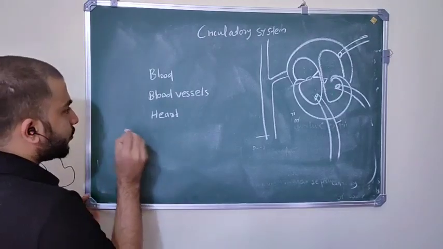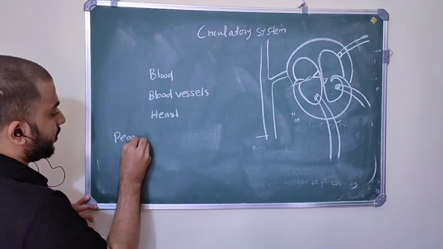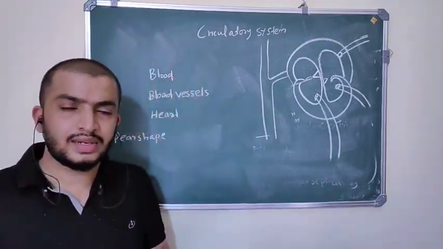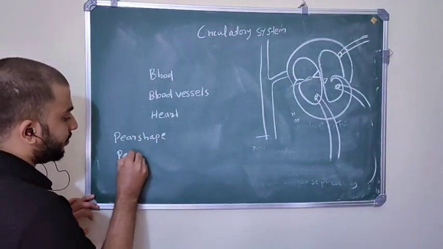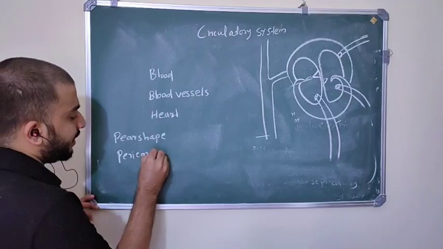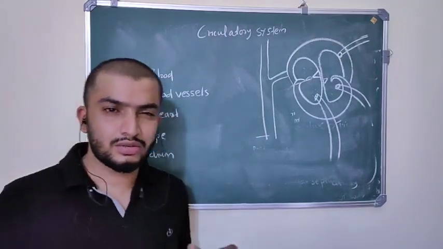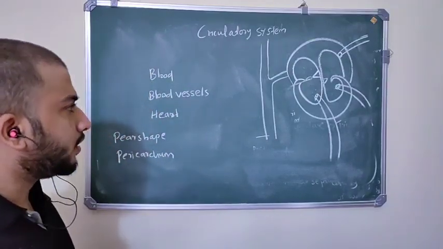In the case of the rabbit, the heart is somewhat pear shaped. Around this heart there is a double membrane. That double membrane is called pericardium. Pericardium, a double membrane present around the heart, reduces the friction while the heart is beating.